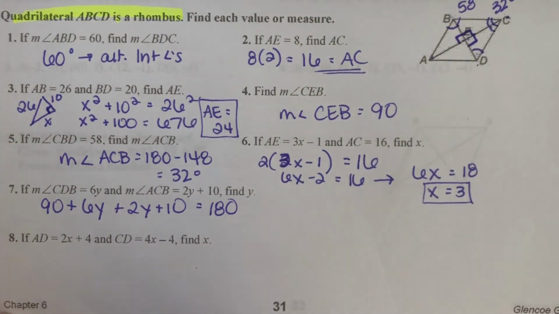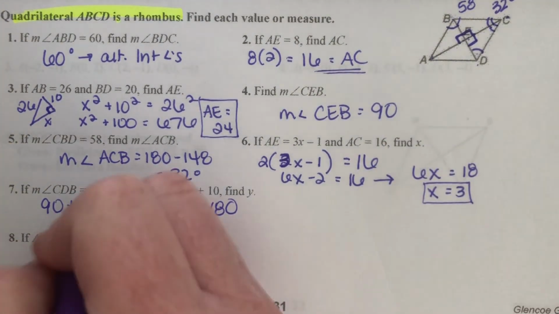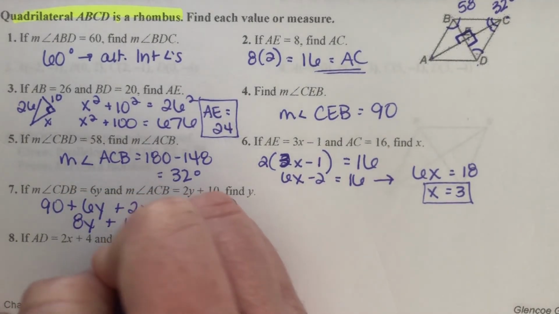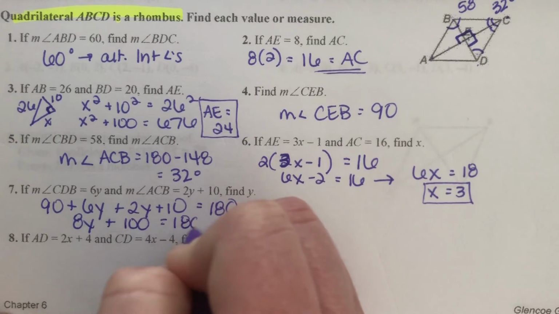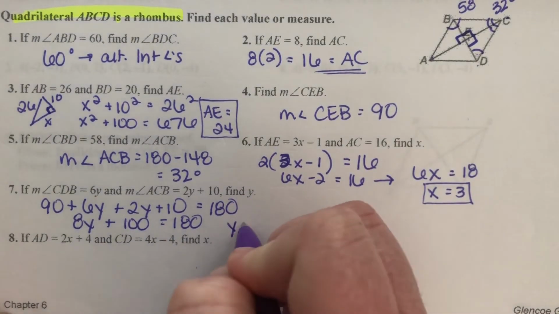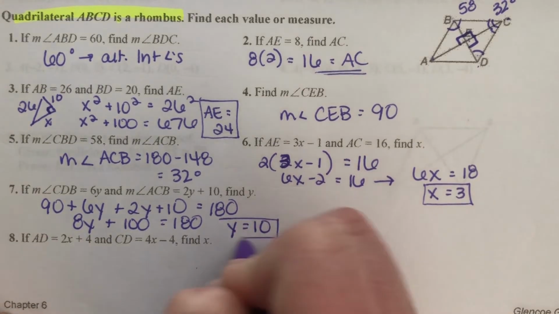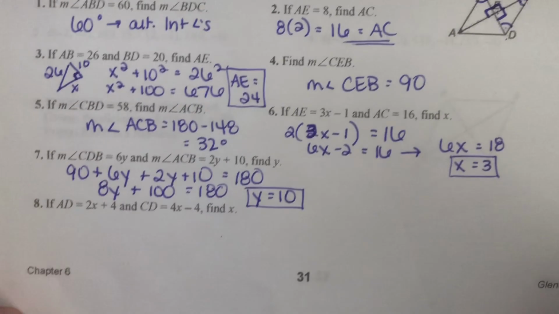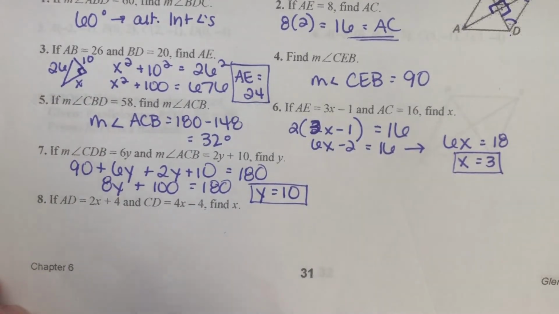So now I can combine like terms and solve. 6y plus 2y is 8y, plus 90 and 10 is 100. Minus 100 on both sides, divide by 8, and y equals 10. And you can do that on your own. I'm running out of space here. I guess I had all that. Could have kept one. All right, number 8.